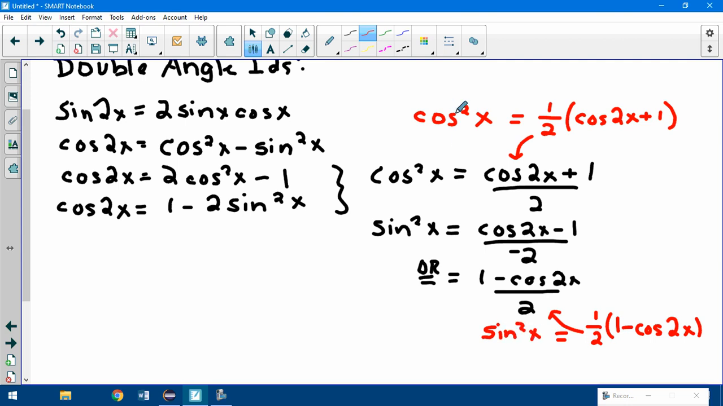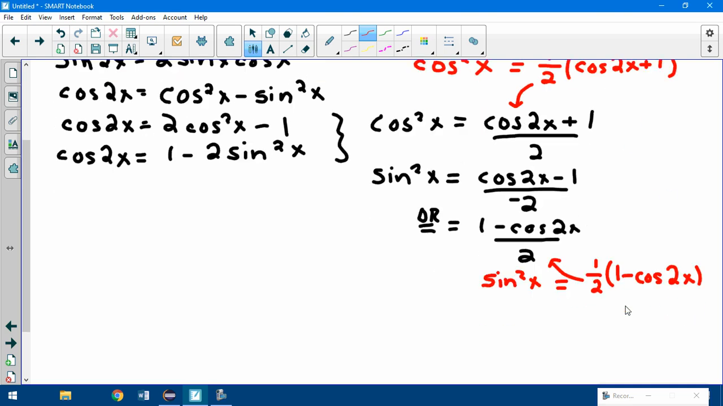Okay, so now I have ways I can replace cosine squared of x and sine squared of x. New ways that I can replace them using something that I can take the integral of, because these things in red are easier to take the integral of.